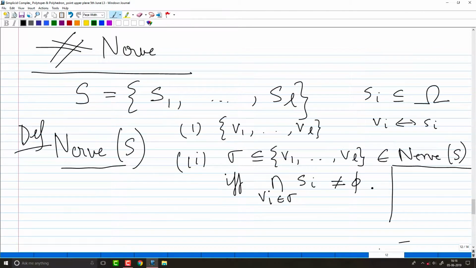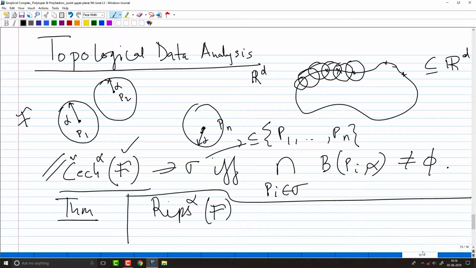See the definition of the nerve. I have some collection of sets, and for that I make some vertices, a one-to-one relation between the vertices and the sets. And I say sigma belongs to the nerve of S if and only if the intersection of Si, where Vi belongs to sigma, is non-empty. I am basically doing that for the Čech complex. The Čech complex is basically the nerve of the balls centered at the different Pi.